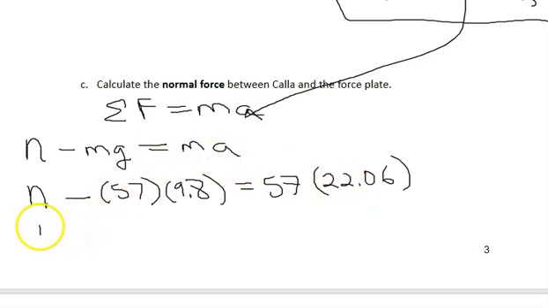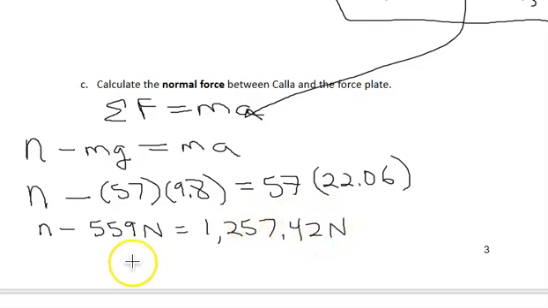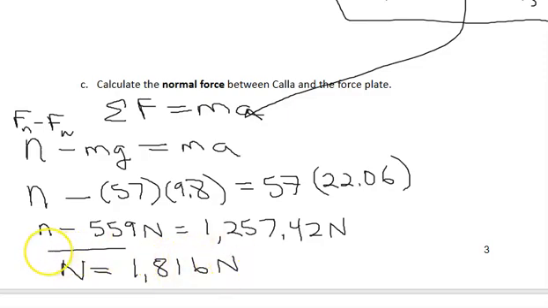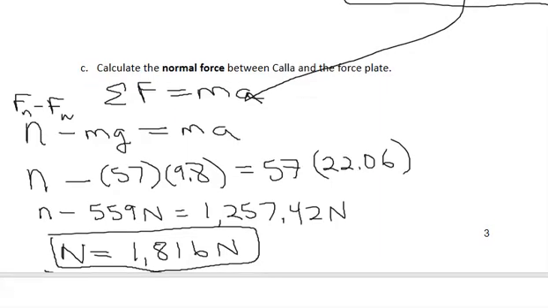Okay, so then what you get is normal minus 559 newtons equals 1,257.42 newtons. So add 559 to both sides. Oh, sorry, I'm not being consistent. This should be force of the normal minus force of the weight. So the normal force is 1,816 newtons. Okay, awesome. Hope that went well.